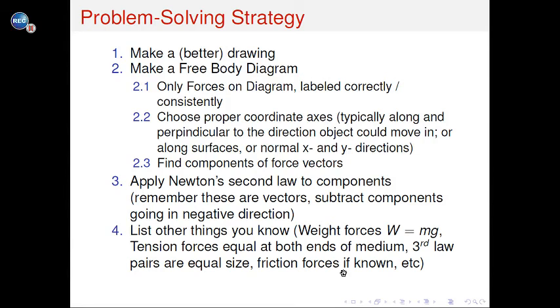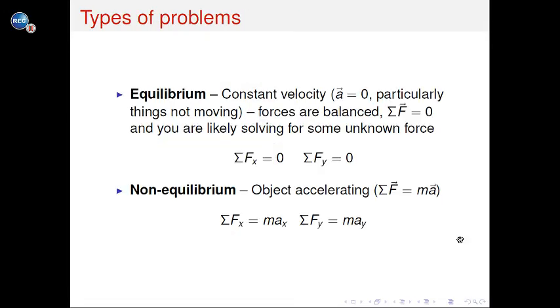All right. So you list a bunch of things that you know so that you can eventually solve for the things you don't know. And then you have to sort of think, how am I going to solve the problem? And there's generally two types of problems. There's an equilibrium problem, which means that your acceleration is zero. Usually it's things not moving, but it's generally constant velocity. The forces are balanced. The sum of the forces is zero, but you're trying to find some unknown force.